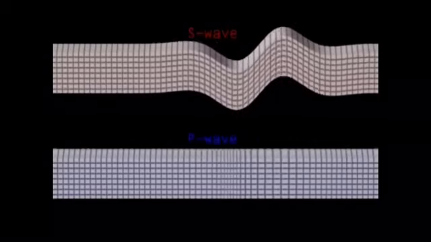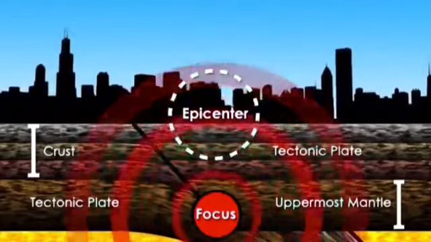There are two types of seismic waves. These are the surface waves and the body waves. The body waves are divided further into two, which are the primary waves and the secondary waves. The location on Earth's surface directly above the focus of an earthquake is called the epicenter. Seismologists use two fundamentally different measures to describe the size of an earthquake. These are the intensity and the magnitude.